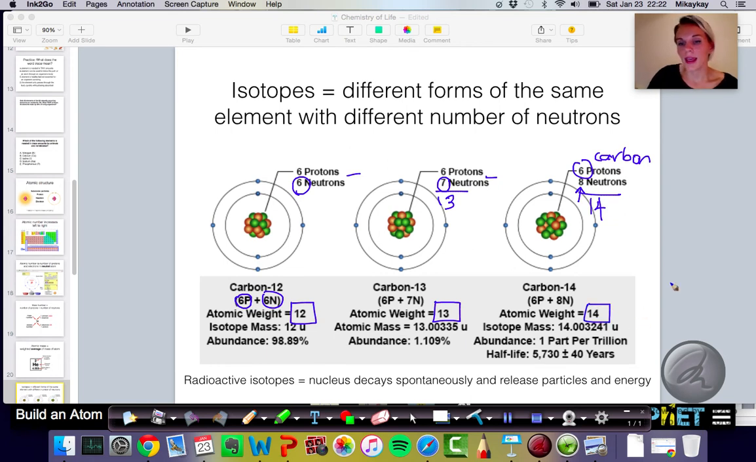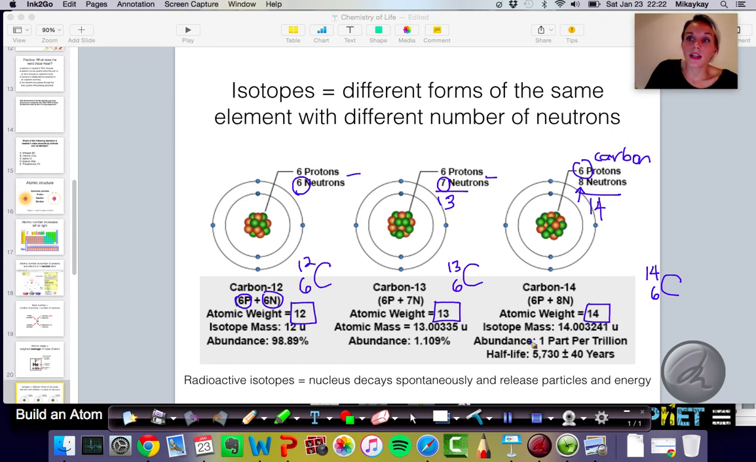And if I wanted to write this in the notation that I showed you before, I would write a C, and I'd have the 14, and then I have a 6 down here. For this form here, I would do my big C for the symbol. I would make a nice little 13 here as a superscript, and then a 6 as my subscript on the left. And for carbon 12, have my 12, the mass number, as my superscript, and the 6 as my subscript, even though it's kind of a funny looking 6.